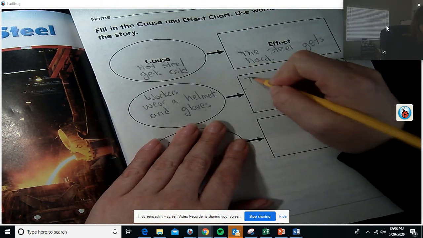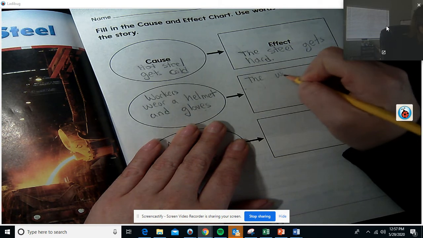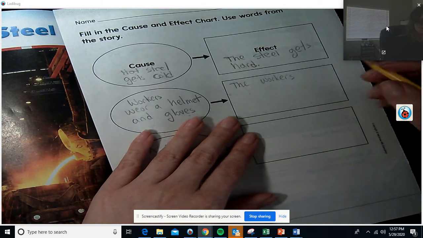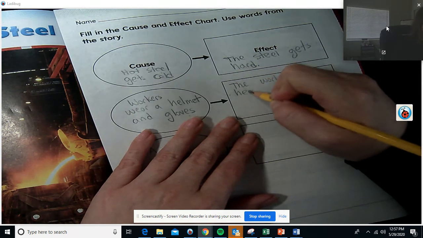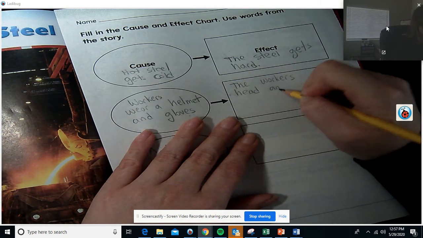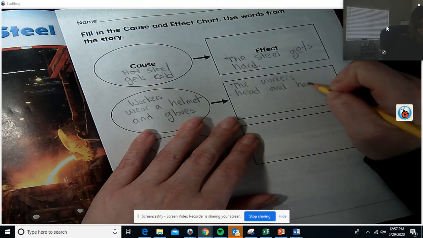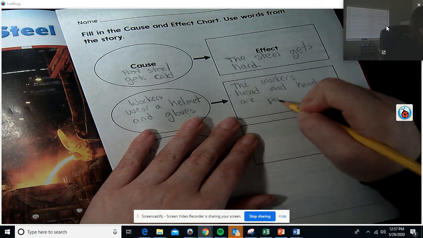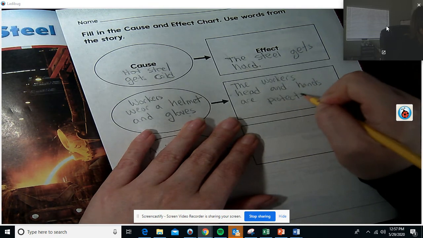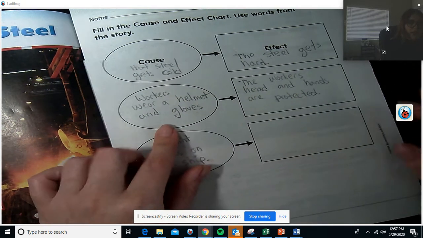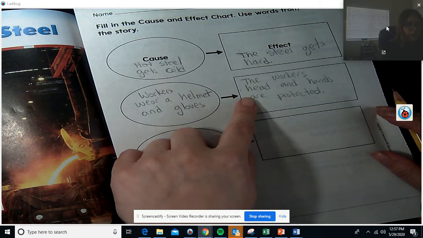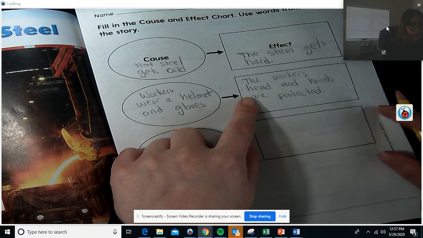So the workers' head and hands are protected. So the cause is that they wear this protective gear, and the effect, what happens, is that now their hands and head are protected.